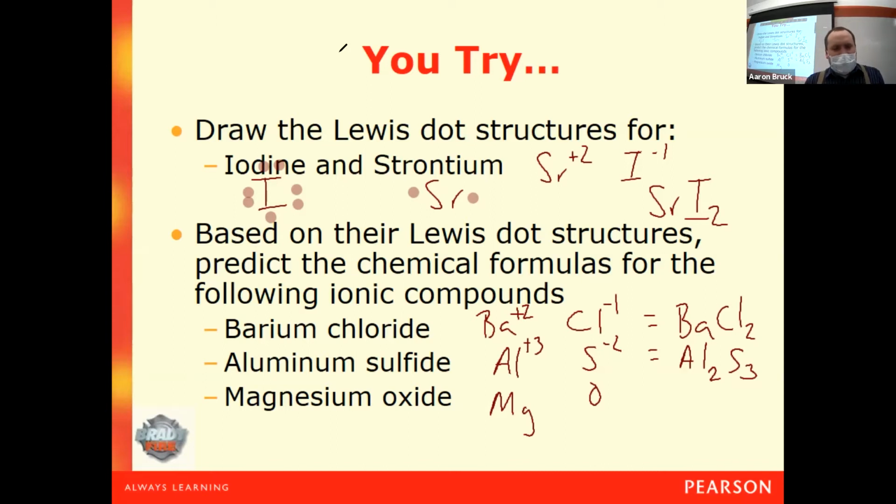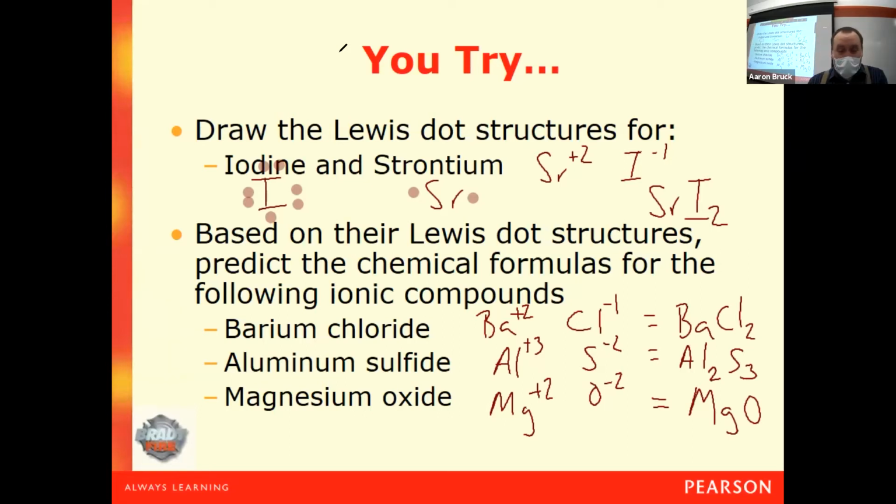And then finally, magnesium oxide. Magnesium is an alkaline earth metal, +2. Oxygen is a chalcogen, group 6A, -2. Those charges are the same, +2 and -2, so they cancel each other out directly. It's a 1-to-1 ratio. MgO is the result.